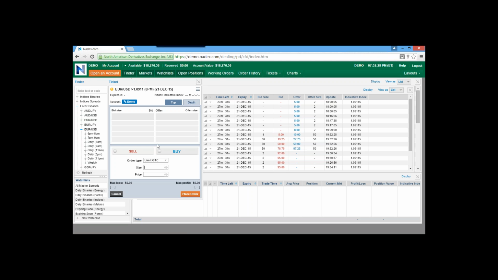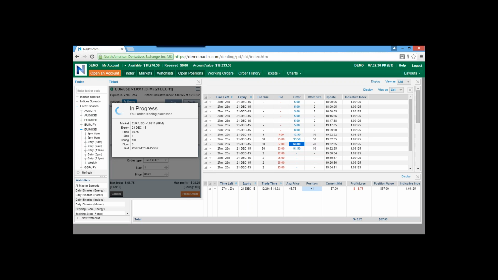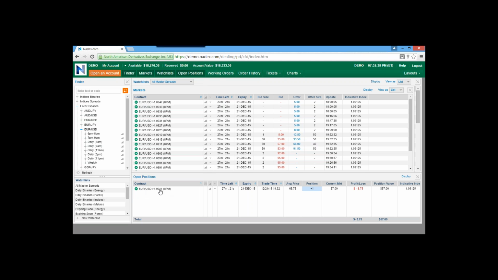If I were to go in right now and I want to buy this binary right here, okay, and so I bought it, boom, it pops up right here in my open position. So I bought it, right? I'm in the trade.